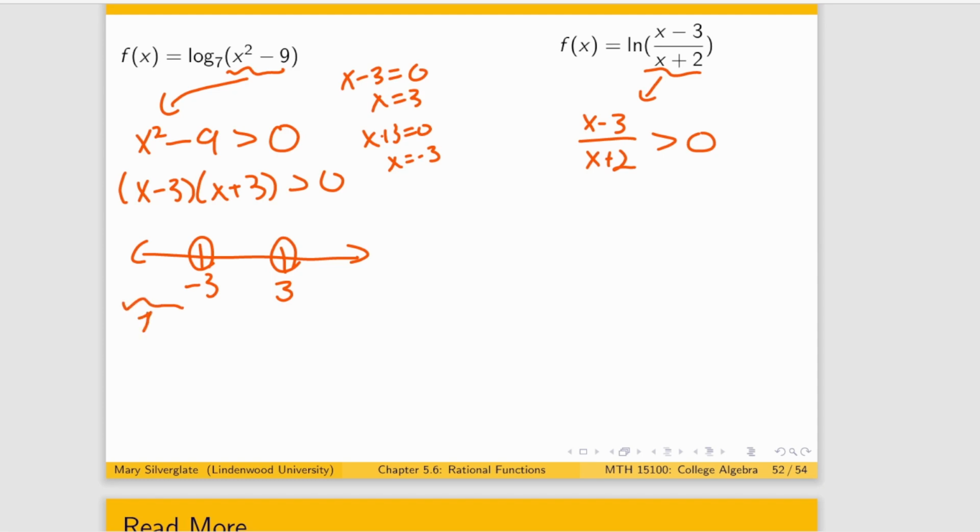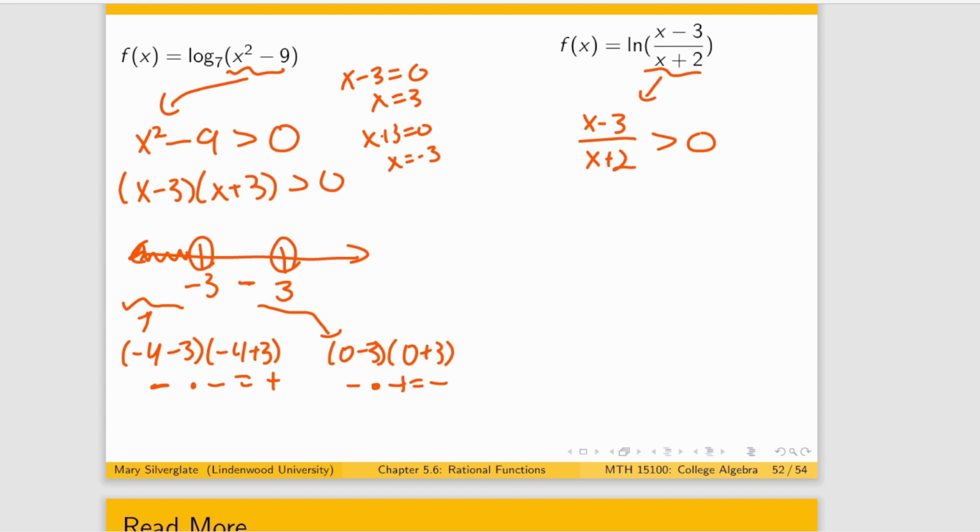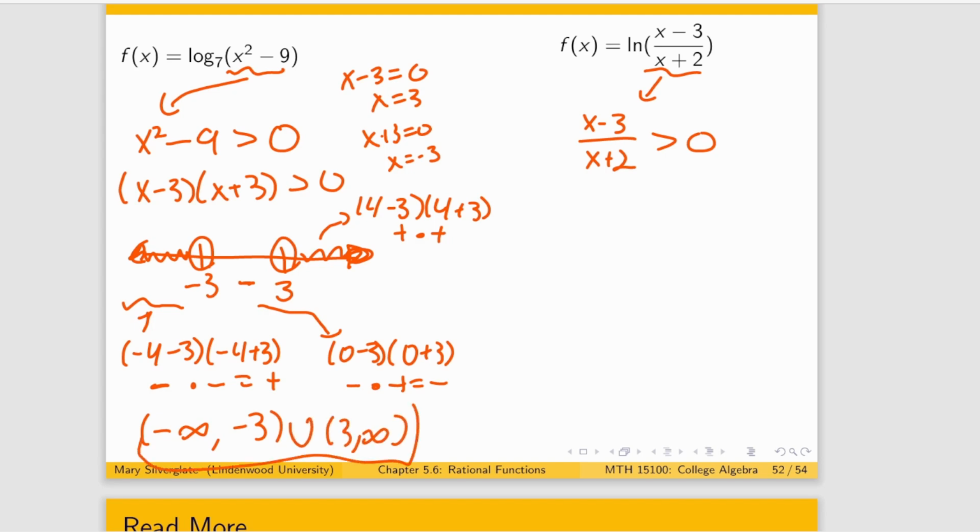So for the first region, we could have something like negative 4. So that would be negative 4 minus 3 times negative 4 plus 3. So that would be a negative times a negative, which equals a positive. So those numbers do work. If I want to pick something in between, let's say 0, that would be 0 minus 3 times 0 plus 3. That is a negative times a positive. That is a negative. So it does not work. If I want to pick something beyond 3, something like positive 4, that would be 4 minus 3 times 4 plus 3. That is a positive times a positive. So that does indeed work. So I would end up with negative infinity to negative 3, union 3 to infinity would be our domain.